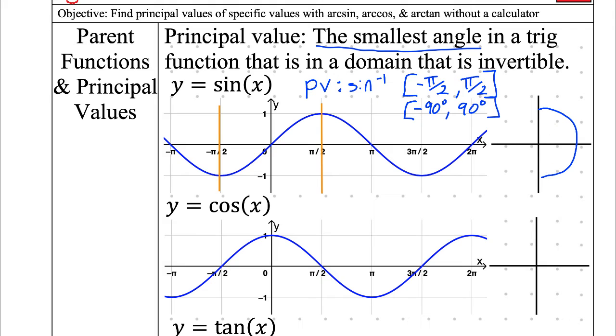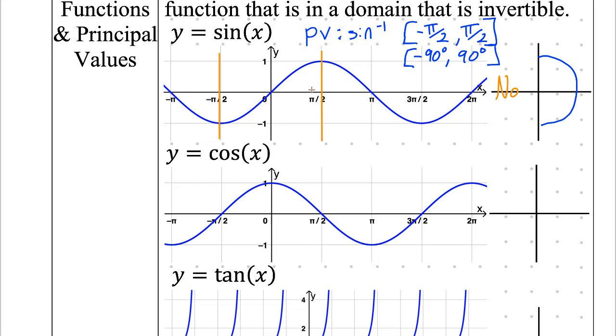So those are possibilities. This left-hand area is your no. Don't choose things over there. If I have the principal value, yes, the answer might be over on the left-hand side, but it won't be the principal value. What about for cosine?